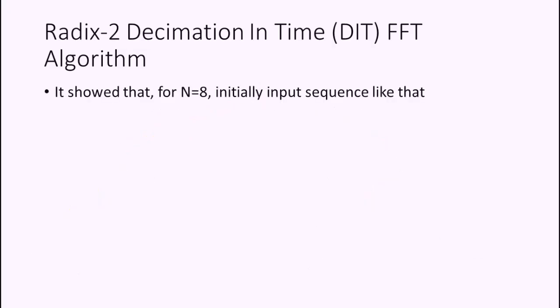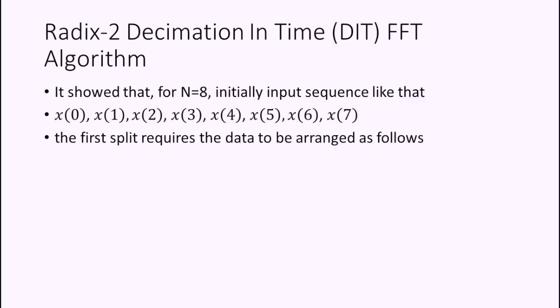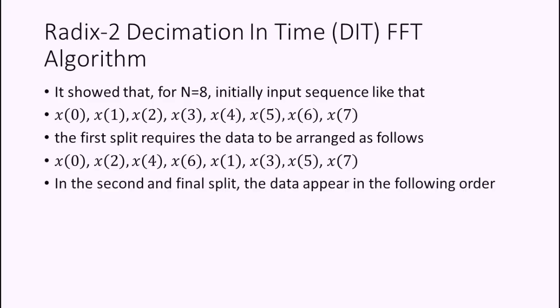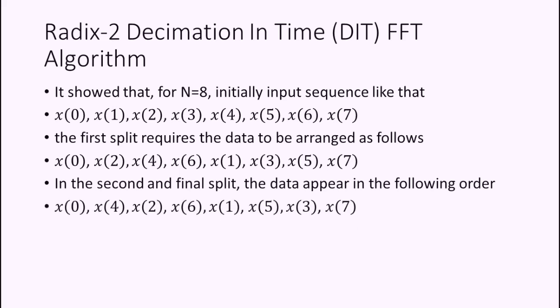It shows that n is equal to 8 initially, with the input sequence like x0, x1, x2, and so on. The first split requires the data to be arranged as follows: x0, x2, x4, x6 and x1, x3, x5, x7. In the second and final split, the data appears in the following order: x0, x4, x2, x6, x1, x5, x3, x7.